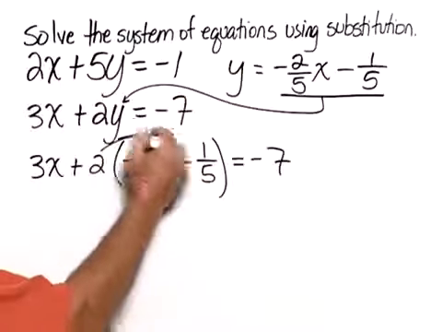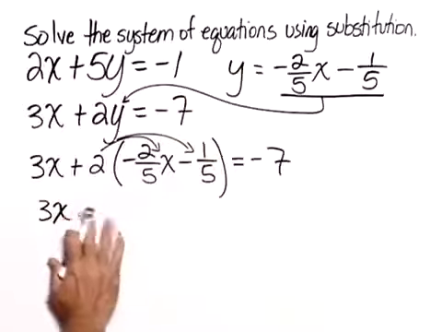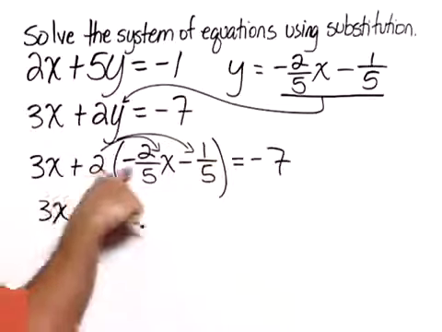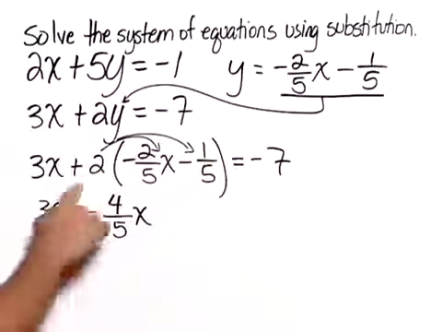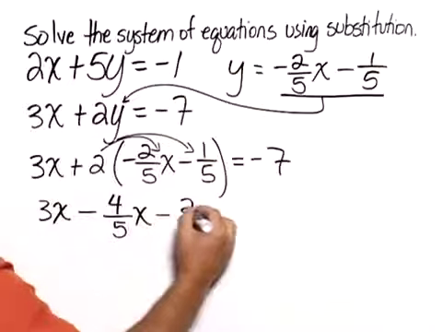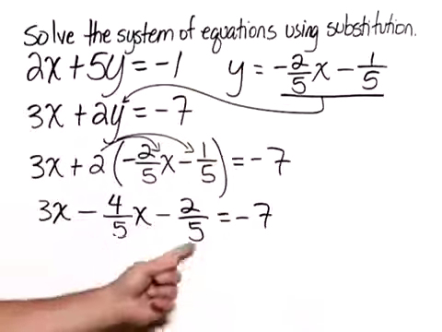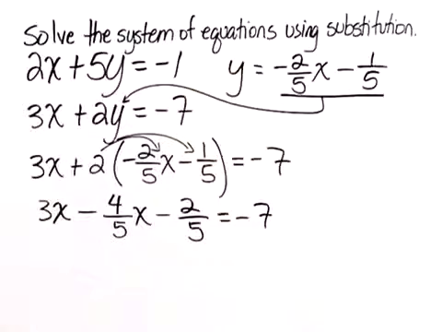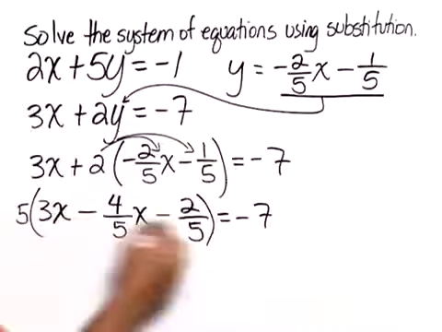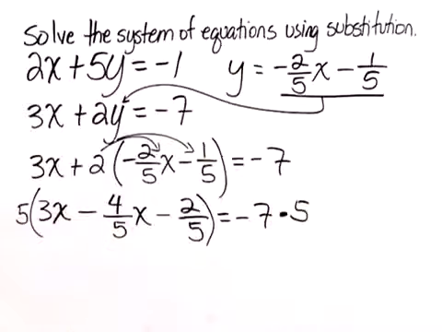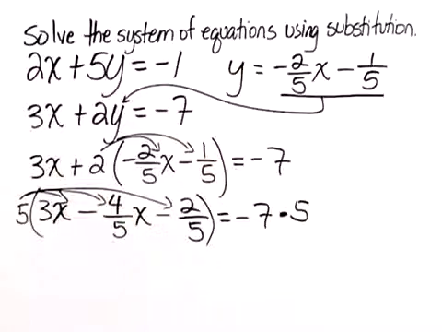Distribute the 2. We have 3x plus, we'll end up with a positive times a negative, so it's negative 4/5 x. Again, a positive times a negative, so it's negative 2/5, and that equals negative 7. Now, with these fractions, it would be good to clear them. To clear them means we need to multiply both sides of the equation by 5. We need to distribute the 5 to each of the terms on the left-hand side.